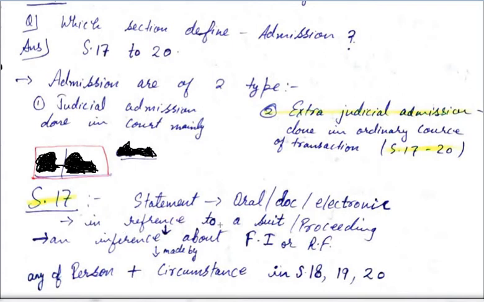Now, in reference to that suit or proceedings, if that statement is suggesting an inference about what? About a fact in issue or relevant fact in that particular suit or proceeding, then it will be an admission, provided that it was made by a person as specified in sections 18, 19, etc., and also in the circumstances as specified in sections 18, 19, etc. Means only section 17 is not the complete definition of the admission, but the person and the circumstances have to be examined in sections 18, 19, etc. Means the statement has to be made by a person plus in circumstances, person plus in the circumstances specified where?